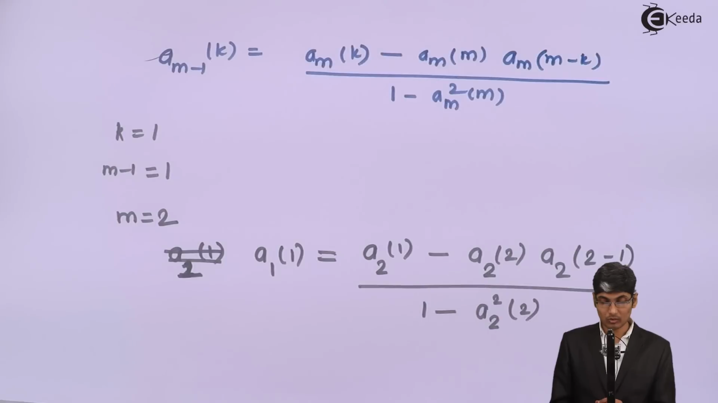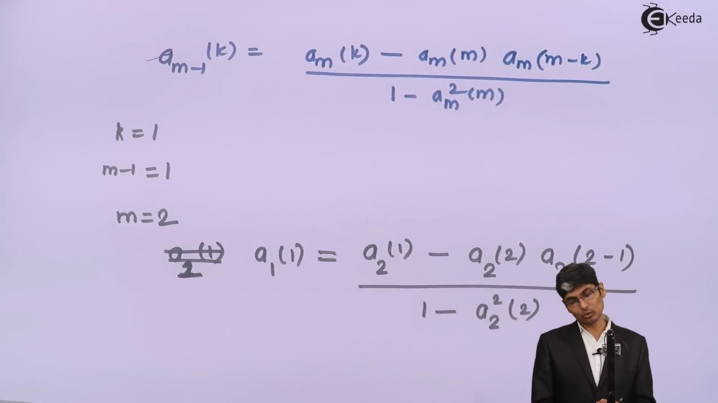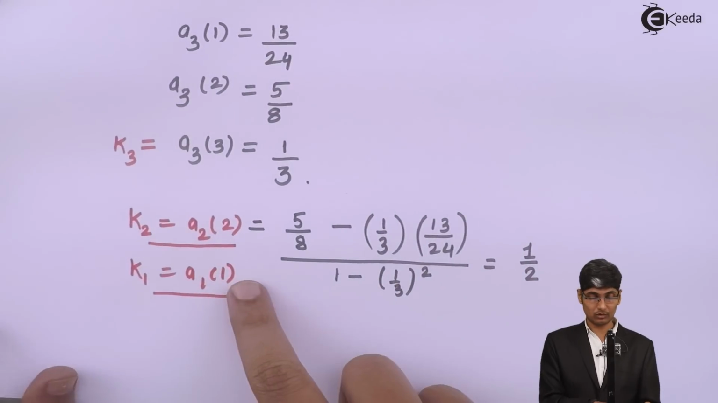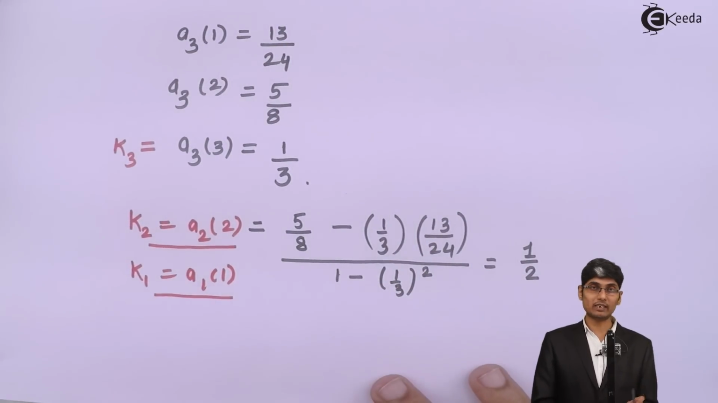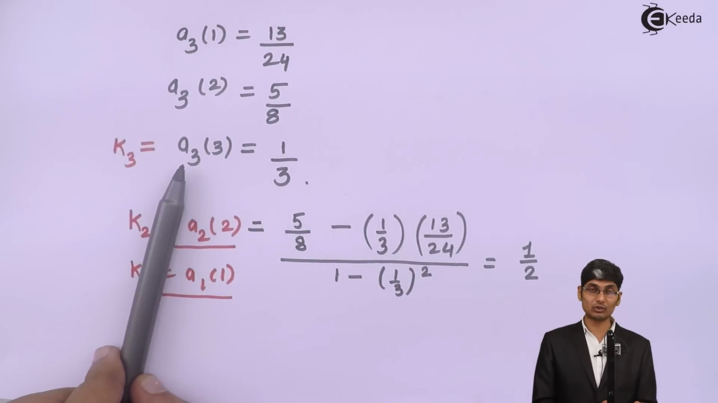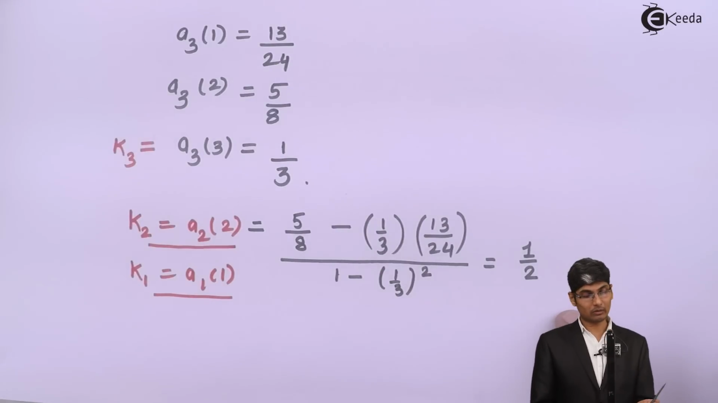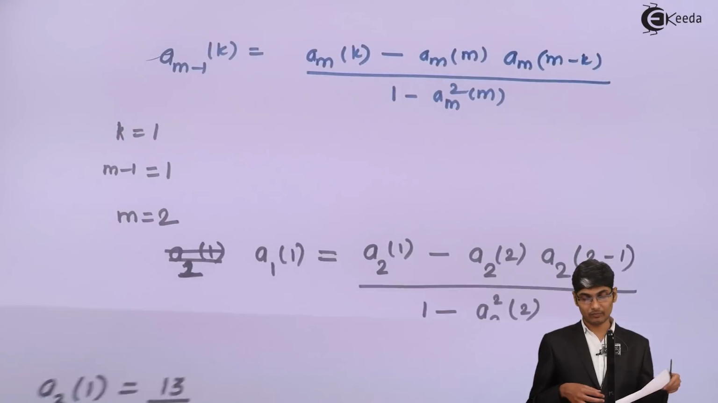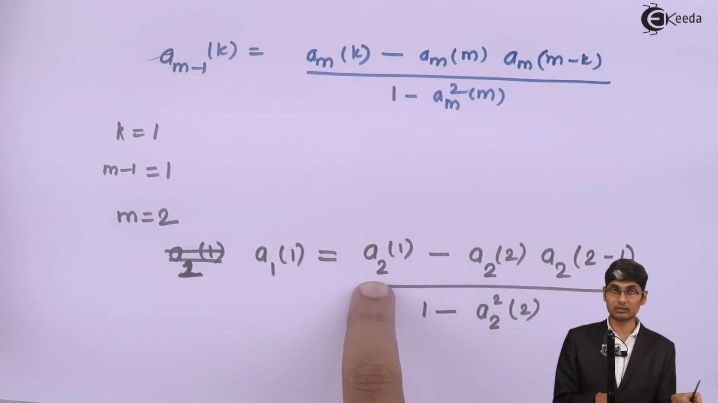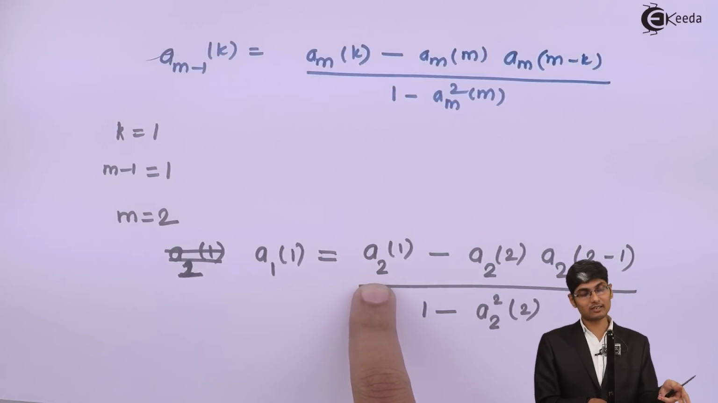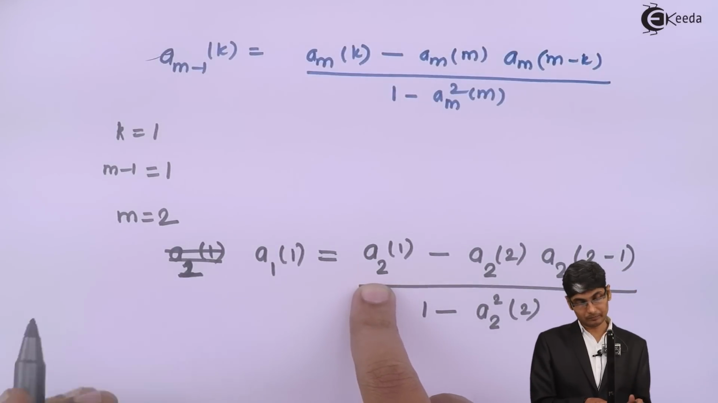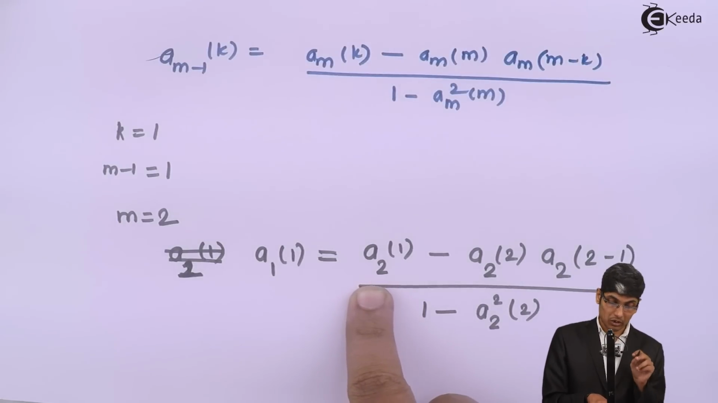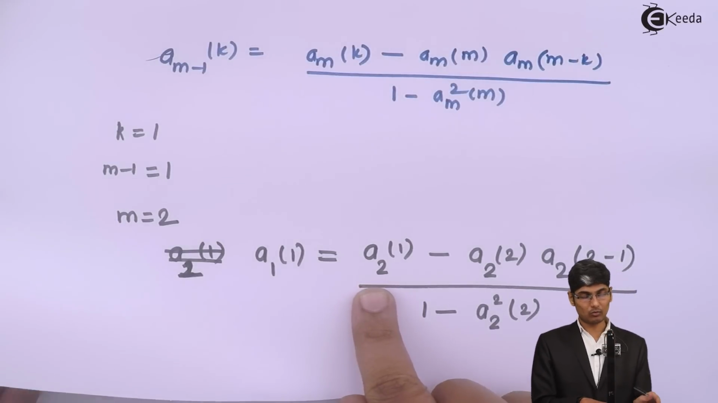Now the question arises, what is A2 of 1? That we don't know actually, because previously I evaluated K2 of 2. The values that I have are A3 of 1, A3 of 2, A3 of 3, and A2 of 2, which is 1 by 2. To find A1 of 1, I require the value of A2 of 1, because it will be used over here and here. So first I need to find what is the factor called A2 of 1. So instead of directly going for A1 of 1, I need to also find K or A2 of 1.